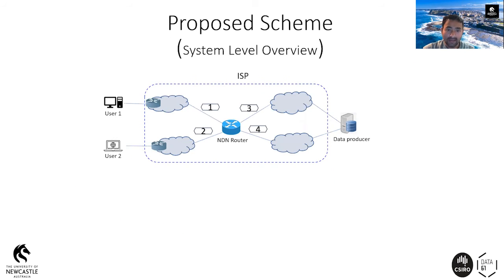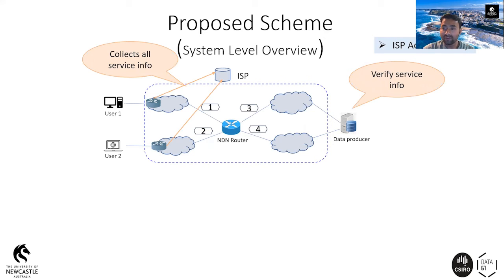Now, in NDN, the ISP plays a very critical role. As you can see, the NDN routers can satisfy a user's request without contacting the actual data producer. As such, data producers might want to know the exact services provided by the ISP to its users. To achieve that, in our scheme, the ISP collects all the service information, which includes the signatures of the users, and sends it to the data producer. We design a batch verification scheme which enables the data producer to verify that service information.